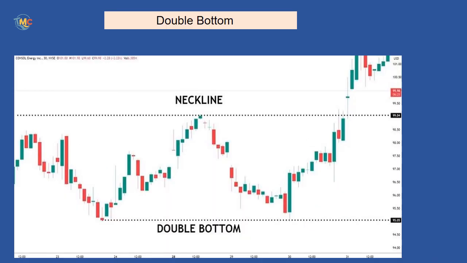The double bottom. The double bottom pattern is a bullish reversal formation that appears after a prolonged downtrend, signaling a potential shift from bearish to bullish market conditions. This pattern is essentially the inverse of the double top, and offers traders a structured way to identify when selling pressure is exhausting and buying interest is resurging.